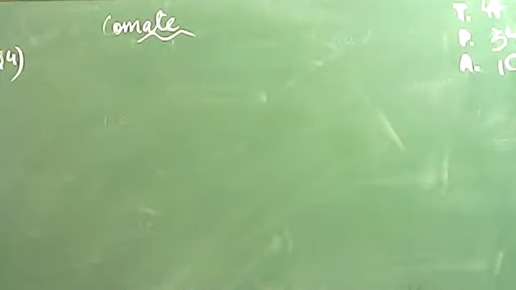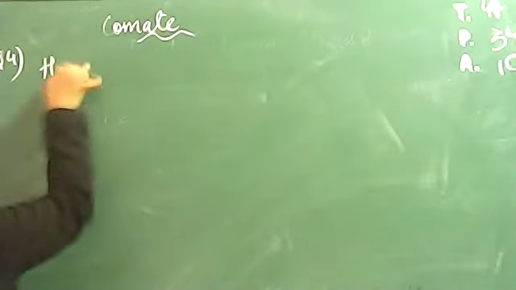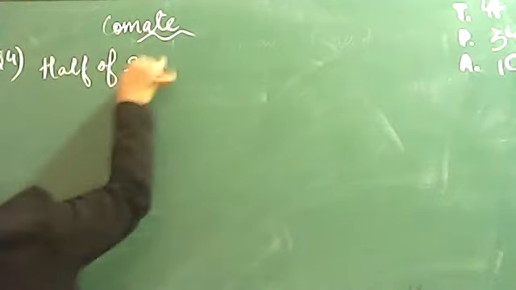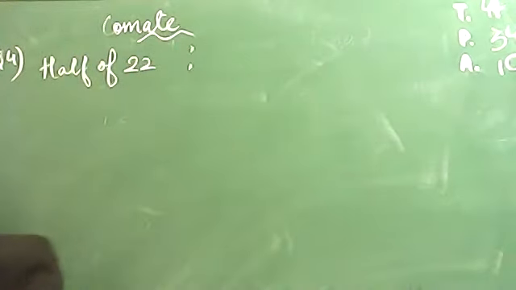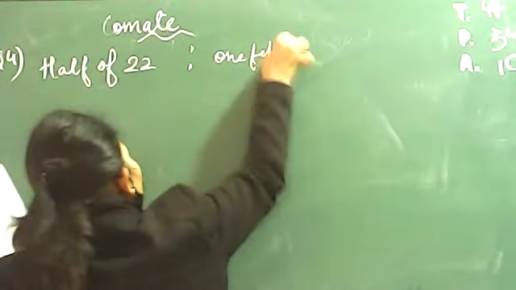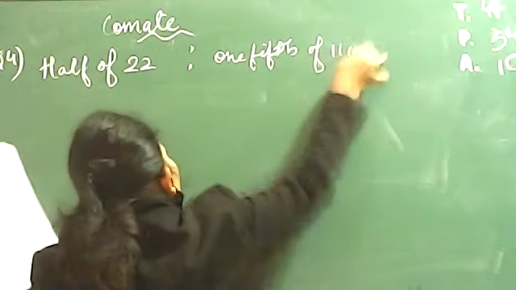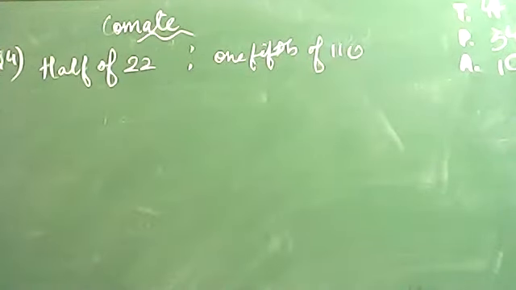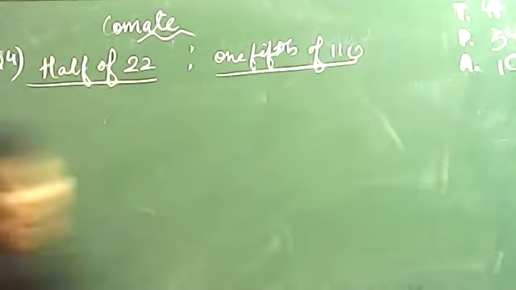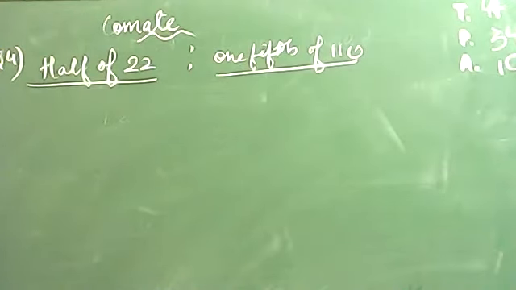Now the next question is question number 4, which says you have to find the ratio of half of 22 and 1/5 of 110. Half of 22 and you have to find out the ratio. So I am putting the sign of ratio and 1/5 of 110. Okay? So what we will do, here are two things which we have to solve, this and this. And when we solve it, then we have to find out the ratio as well.